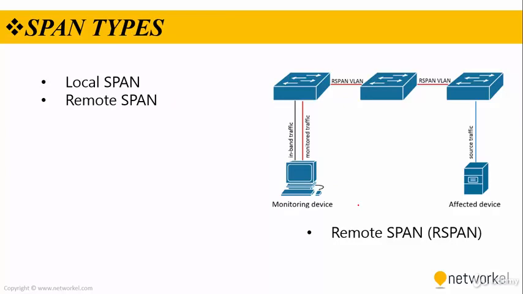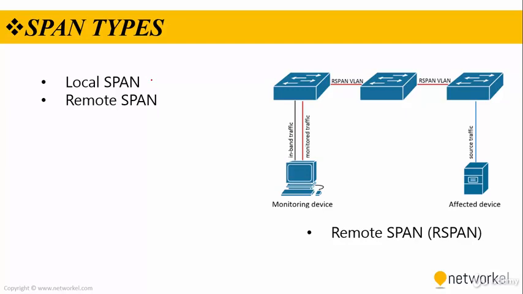We have two types of SPAN, and they are local SPAN and remote SPAN. Local SPAN mirrors traffic from one or more interfaces on the switch to one or more interfaces on the same switch. Please pay attention that local SPAN is made on the same switch.